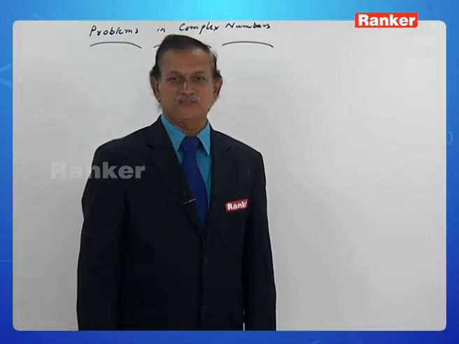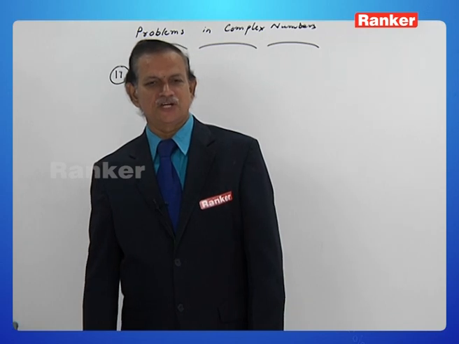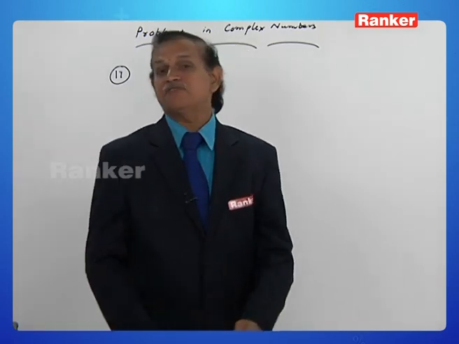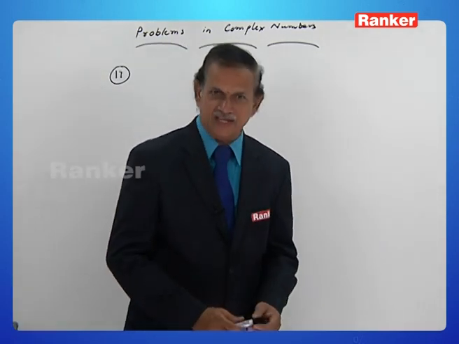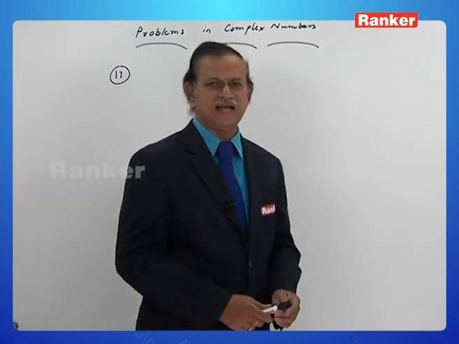Let us look at the next question, question number 17. He has given us the information about three complex numbers Z1, Z2 and Z3. |Z1| is 2, |Z2| is 3, |Z3| is 4, |Z1 + Z2 + Z3| is 5. Then what is |4 Z2 Z3 + 9 Z3 Z1 + 16 Z1 Z2|? You observe the requirement very carefully. Some hint will be available in the question itself so that we can trace the answer very easily.